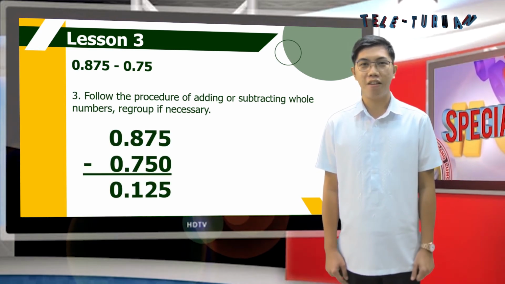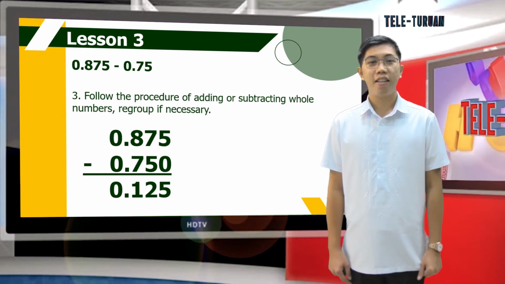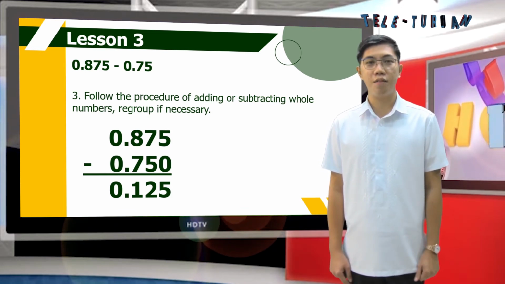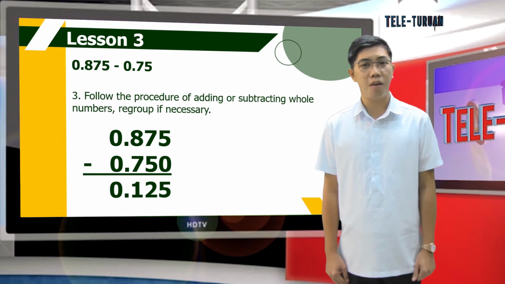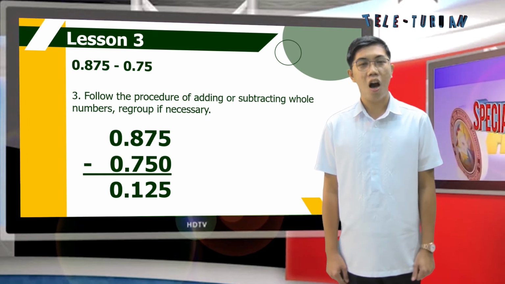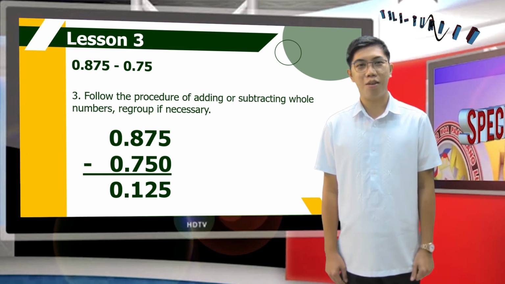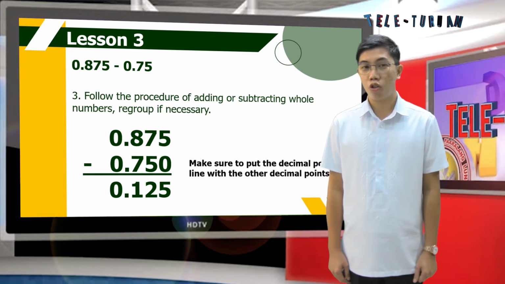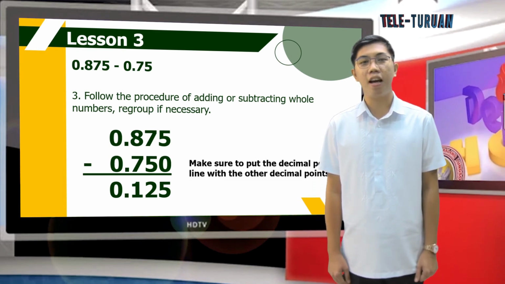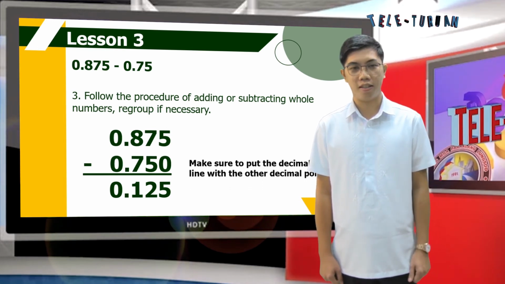Regroup if necessary. So, the difference of 875 thousandths and 75 hundredths is 125 thousandths. Make sure to put the decimal point in line with the other decimal points.